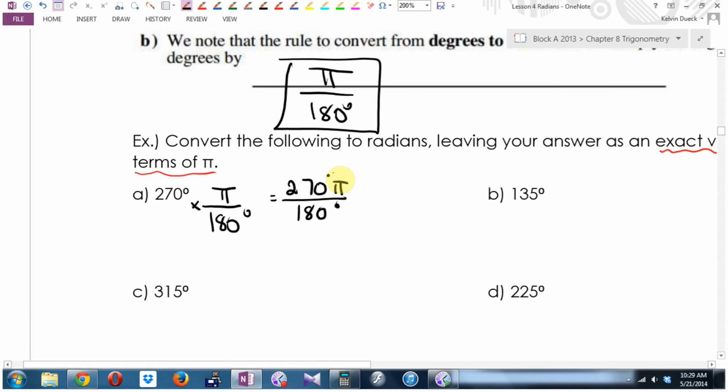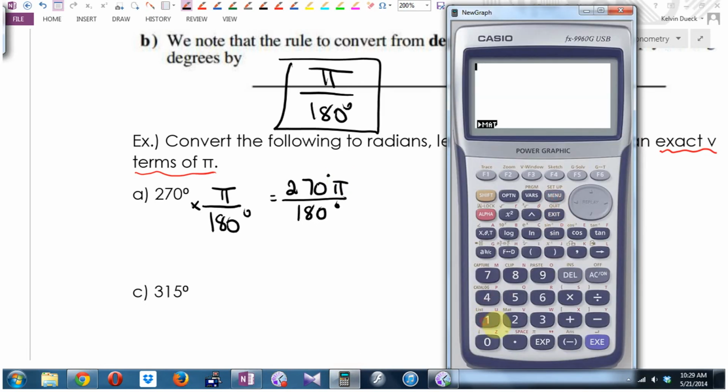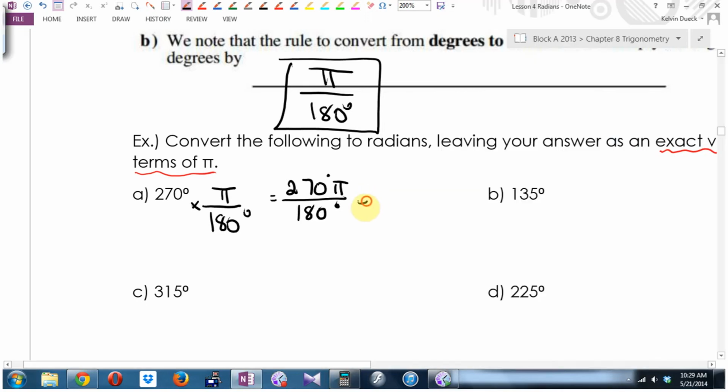Now, you can do this a few ways. You can do this the long way. Caitlin, I notice a 10 goes into the top and bottom. See it? And 27, I think a 9 goes into the top and bottom. If you're really lazy, you can go 270 fraction button 180. What's 270 pi over 180 in lowest terms? 3 pi by 2. 270 degrees is 3 pi by 2 radians.